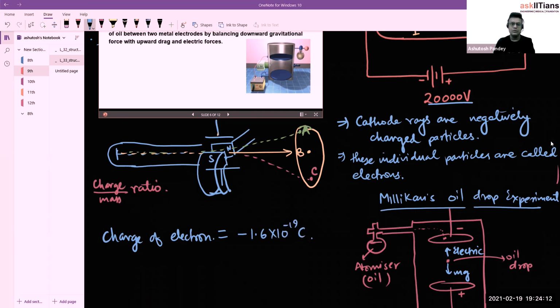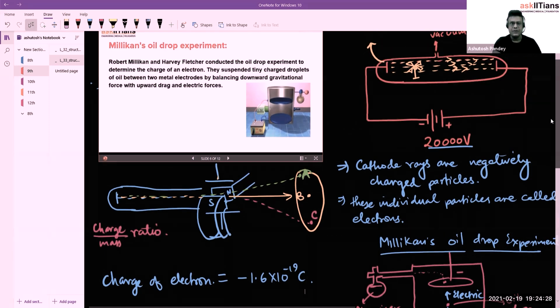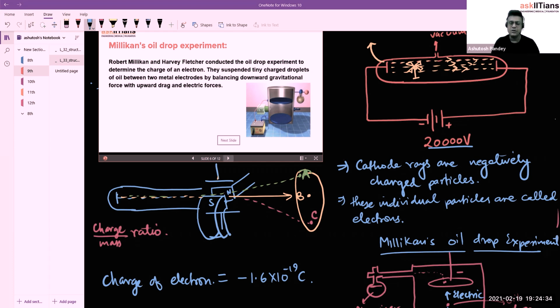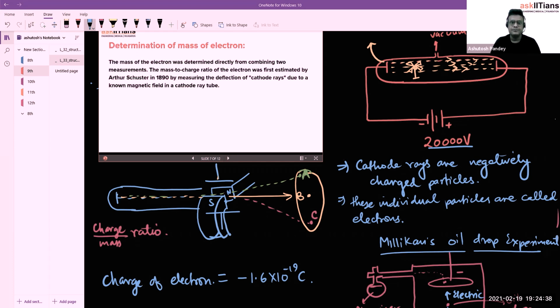And we already know the charge to mass ratio, and now when the charge of the electron is determined, we'll be able to know the mass of the electron. So with the help of these simple experiments, Millikan determined the mass and charge of the electron separately. We combine the results of these two measurements, these two experiments, and then we'll be able to determine the charge as well as the mass of the electron. I hope that you got it.